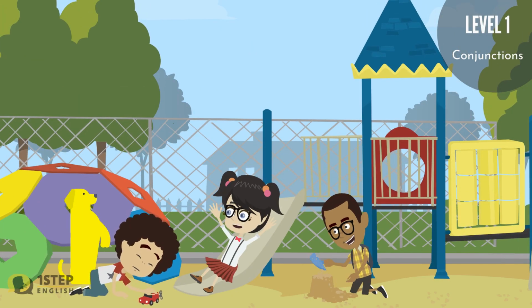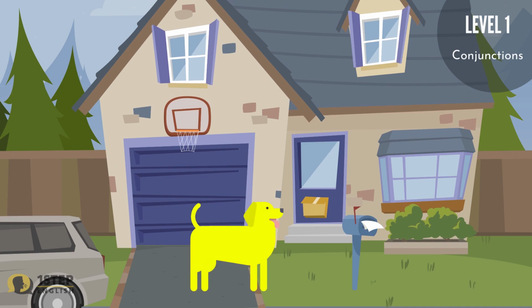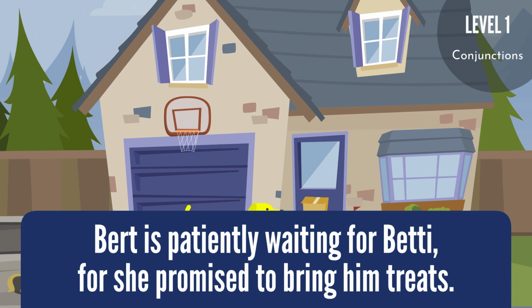Here are some examples of coordinating conjunctions. Bert is patiently waiting for Betty, for she promised to bring him treats. The two sentences are: Bert is patiently waiting for Betty, and she promised to bring him treats. Then, the coordinating conjunction is the word for.